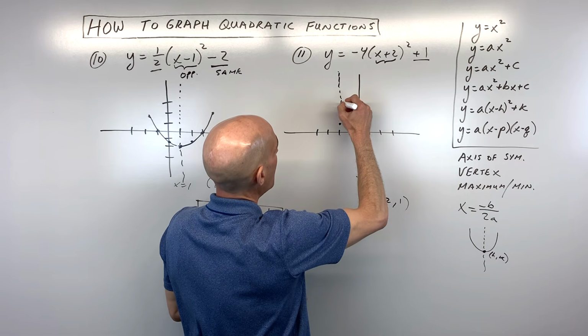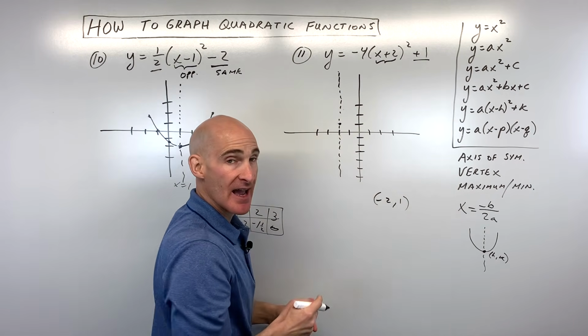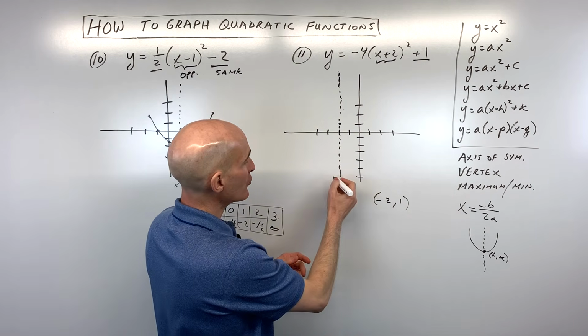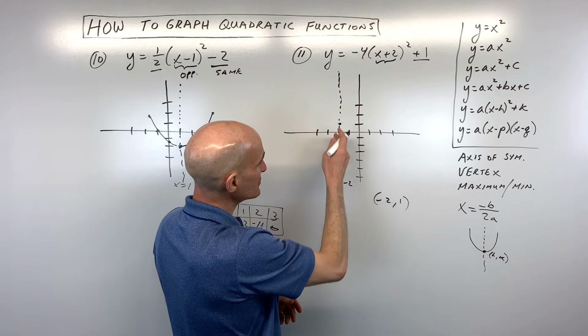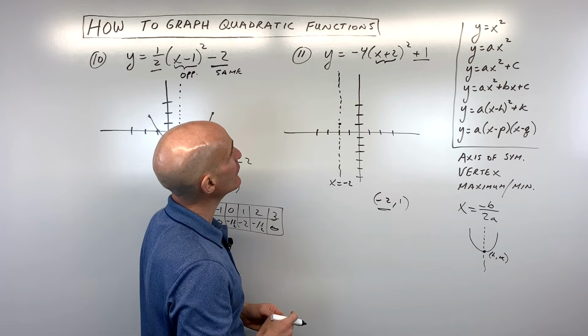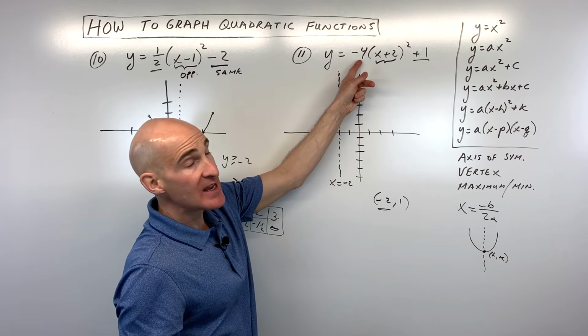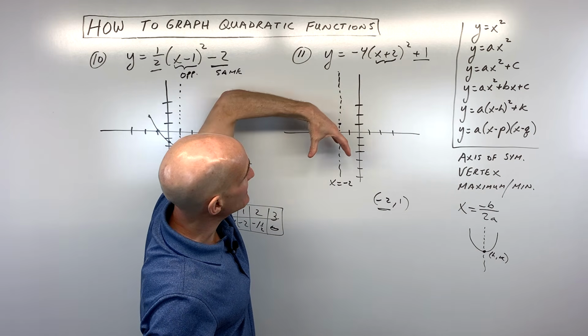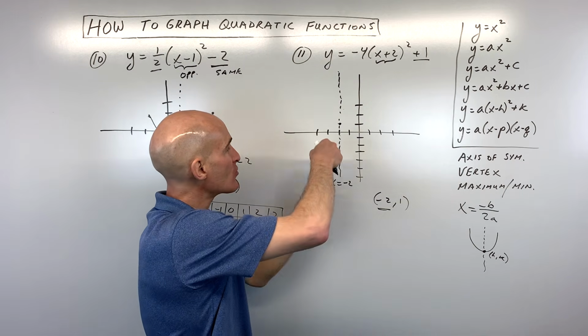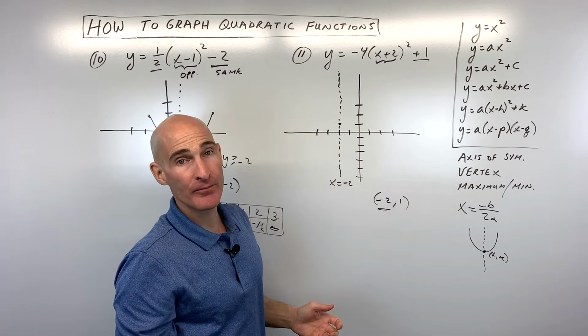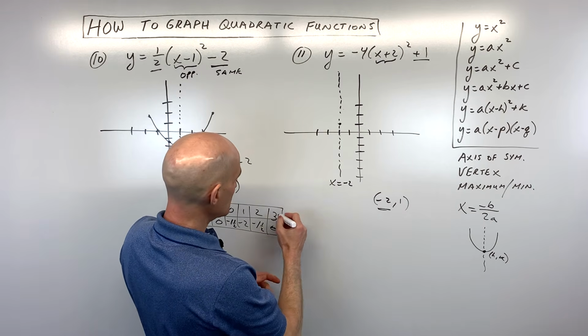Here's our axis of symmetry. I just like to draw it as a dashed or dotted line. You won't really see that when you graph the parabola. We're just using it as a guide. Our axis of symmetry is x equals -2, same as the x-coordinate of the vertex. The a value is negative. That tells us the parabola is going to be opening down, negative, like frowning. And the 4 is going to stretch it, so that means it's going to be very narrow. But now we can use the same table method.